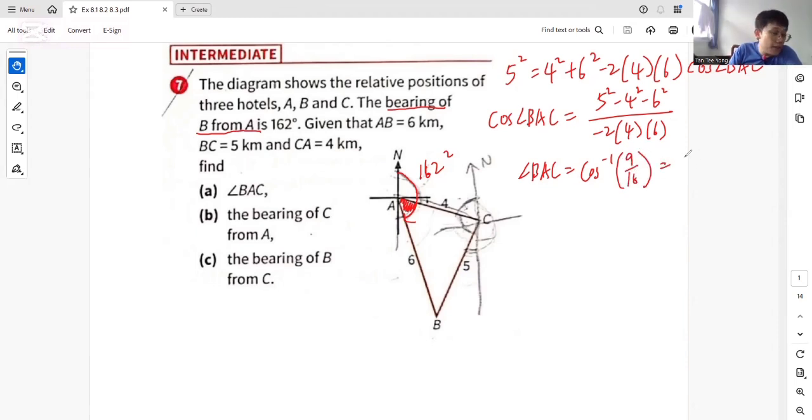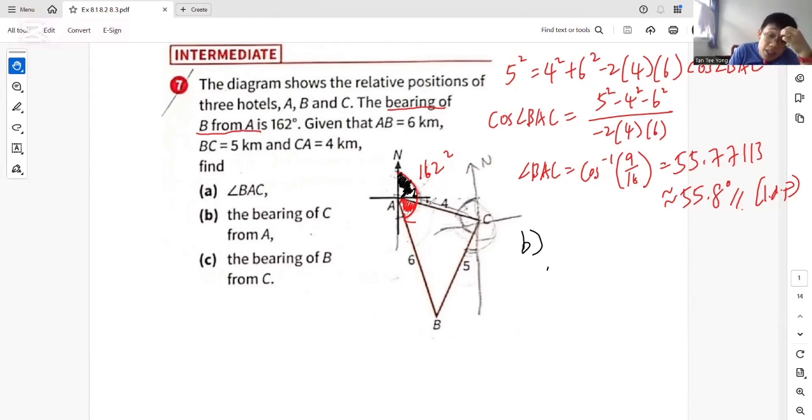We will have 55.77113, and then we round off to 55.8 degrees. So this is angle BAC, to 1 decimal place. This is for part A. For part B, you're going to do it in black. Part B asks for the bearing of C from A. So they want this angle over here, the bearing of C from A.